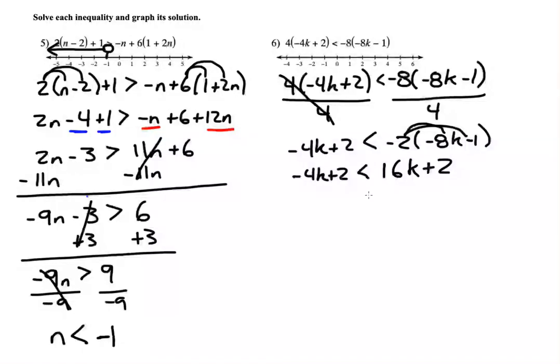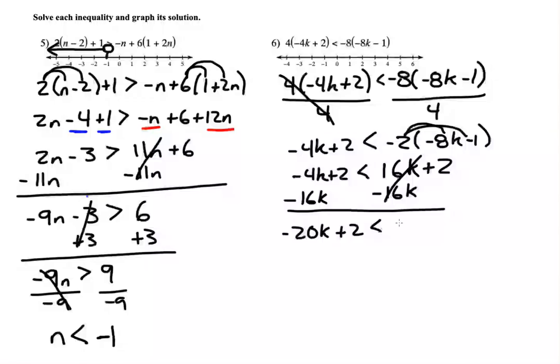Alright, so now I want my letters on one side and my numbers on another. So if I subtract 16k from this side, I'm going to get my k's over on the left. So subtract 16k here for balance. These cancel. And on the left side, negative 4k minus 16k would be negative 20k. Plus 2 is less than 2. So now if I subtract 2 from both sides, the 2's cancel. Negative 20k is less than 2 minus 2, which is 0.